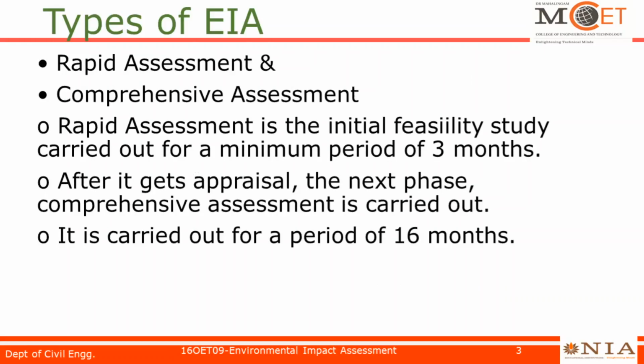So types of EIA, right? There are two types. One is rapid assessment and another one is comprehensive assessment. Rapid assessment is the initial feasibility study carried out for a minimum period of 3 months. After it gets appraisal, the next phase, comprehensive assessment, is carried out. It is carried out for a period of 16 months.